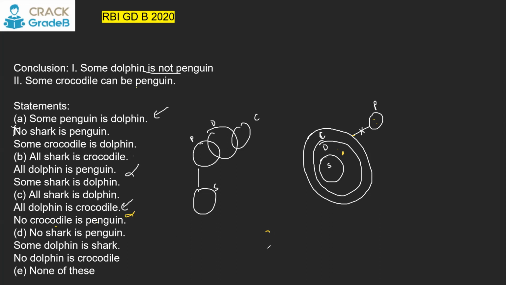D: no shark is penguin. Some dolphin is shark. No dolphin is crocodile. First, some dolphin is not penguin. Yes, these many dolphins are not penguin. Some crocodile can be penguin. Yes, the crocodile can intersect with penguin. So both the conclusions will be true for option D as the set of statements.